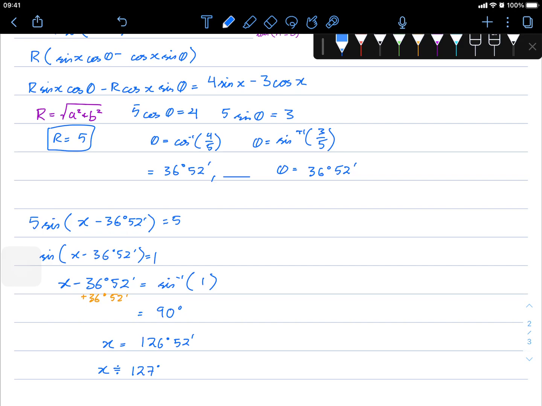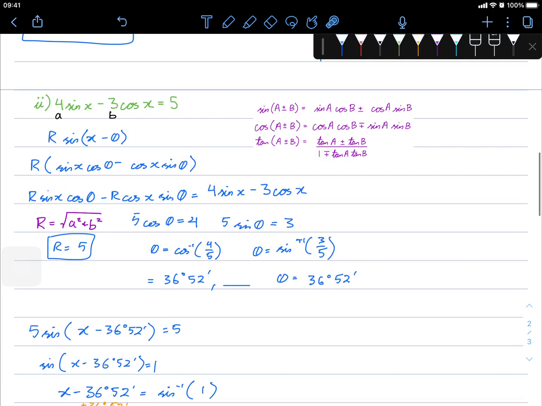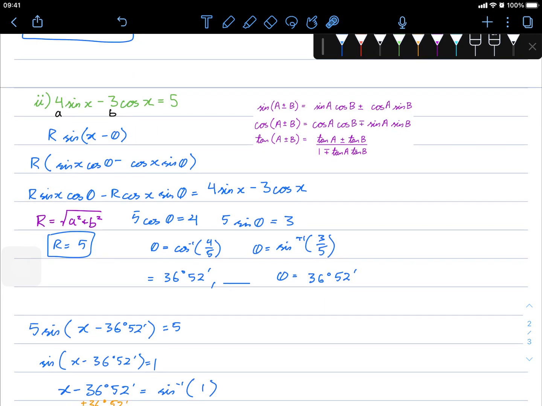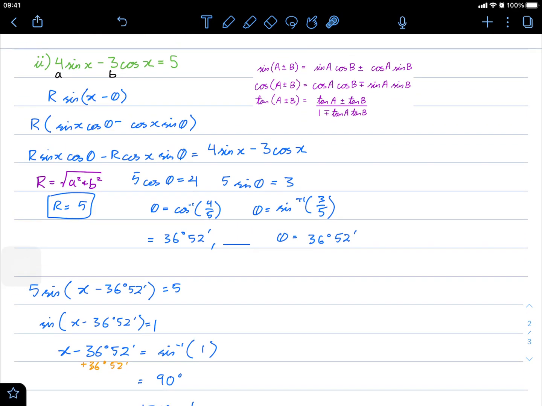So I hope you can see that the bulk of the work is converting this A sine x plus B cos x into this form and solving for r and theta, and then we solve it as we normally would any other trig equation.